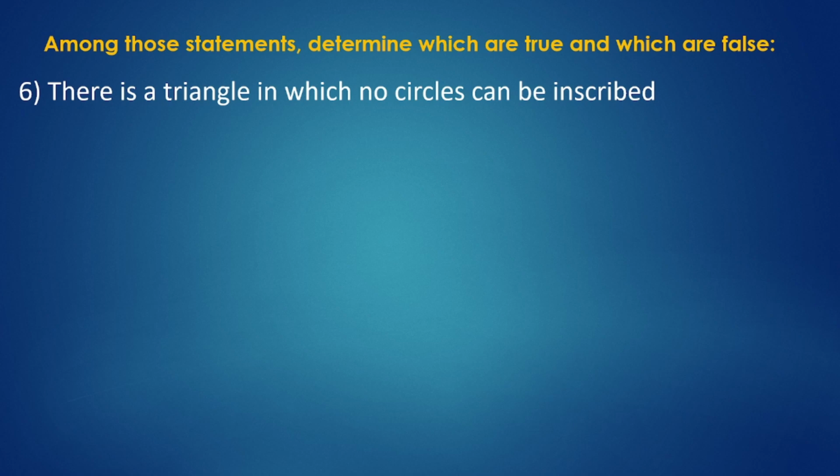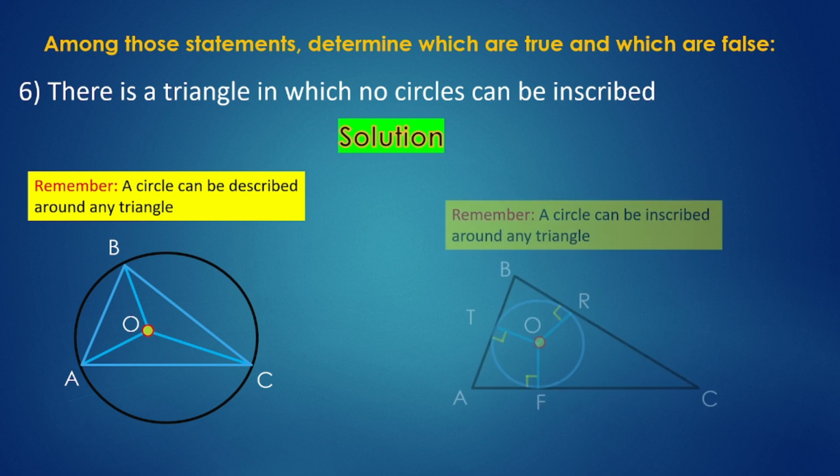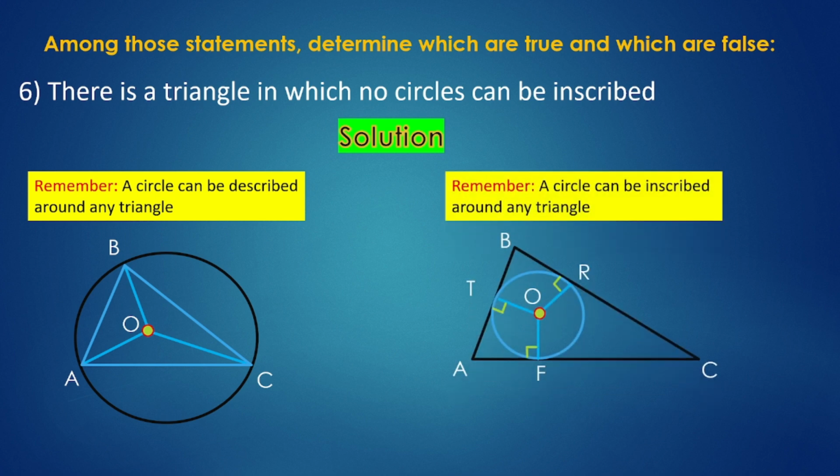6. There exists a triangle into which a circle cannot be inscribed. No, this is not true. Remember, a circle can always be circumscribed around any triangle, and a circle can always be inscribed in any triangle. Also recall that the center of the inscribed circle lies at the intersection of the angle bisectors, and the center of the circumscribed circle lies at the intersection of the perpendicular bisectors of the sides. That's it. Therefore, the answer is no.